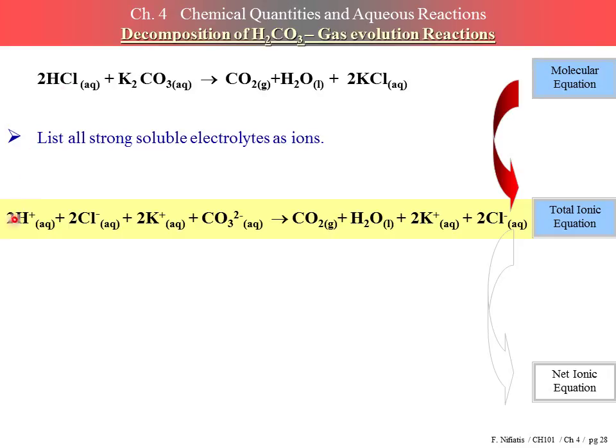This one here is going to give 2 protons, 2 chlorides. This one here, 2 potassium cations, 1 carbonate. This one here, write it as it is, water, write it as it is, this. 2 potassiums, 2 chlorides. Do not forget to write the aqueous for your ions. Spectator ions, the 2 chlorides and the 2 potassiums. So basically the spectator ions are the chlorides and the potassiums. Just the 2 chlorides and the 2 potassiums will be deleted. That's what I meant.